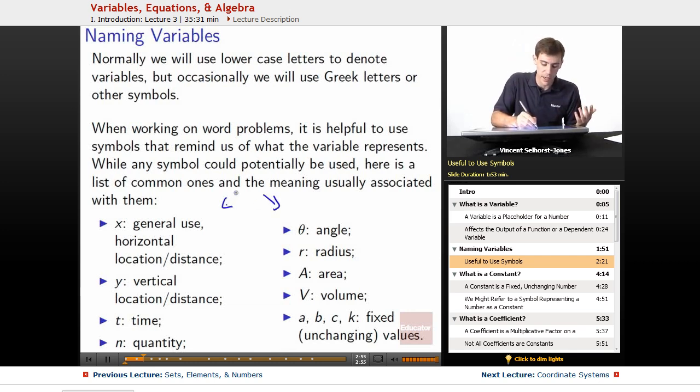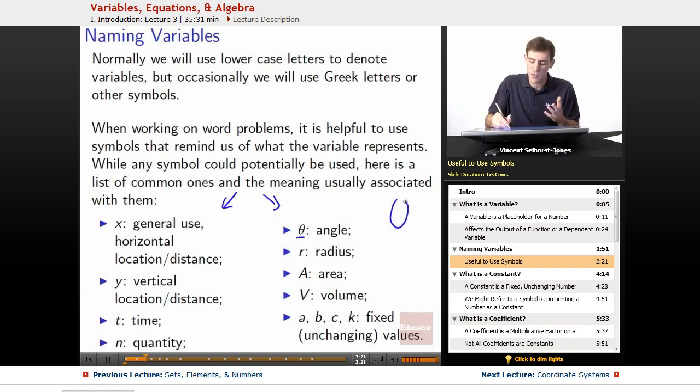All of this stuff right here. So x is our most common one, probably our favorite variable of all. We use it for general use when we're talking about horizontal location or distance. y is vertical location or distance. t normally stands in for time. n stands in for a quantity of some stuff. Theta, this is a Greek letter. When we encounter Greek letters, I'll talk about them a little bit more, but mainly it's just going to be theta.